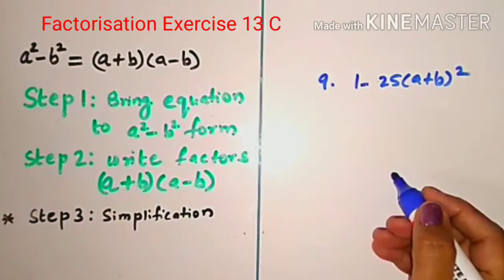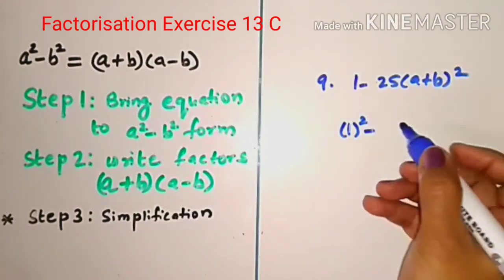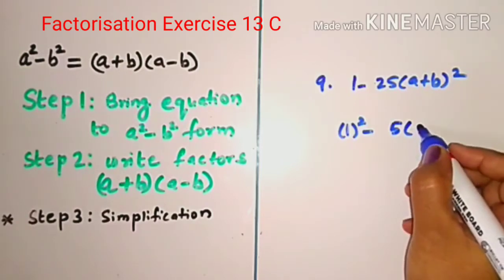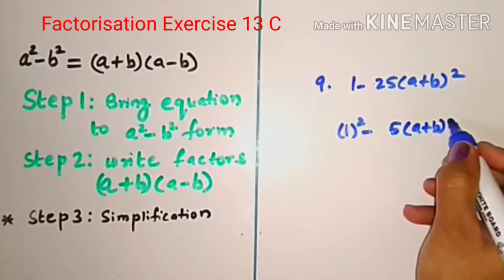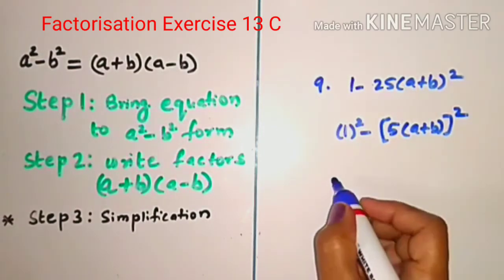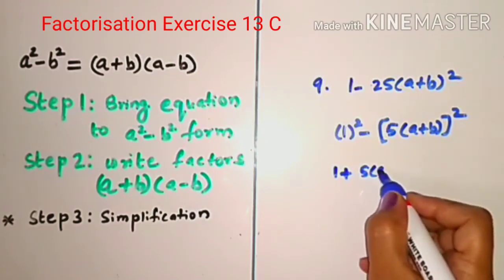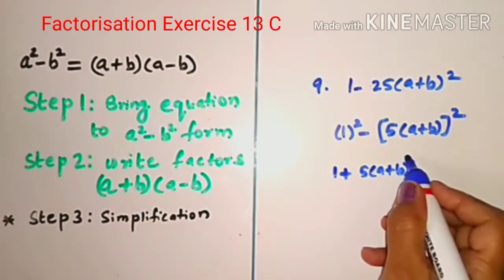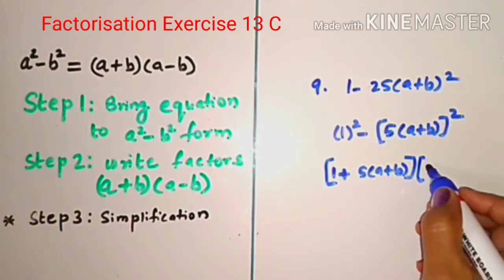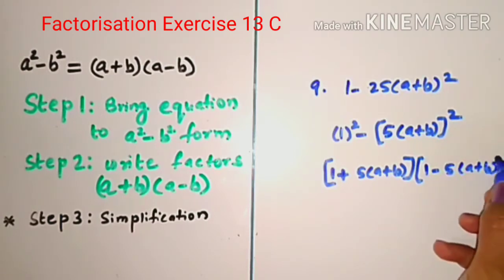9th sum. 1 can be written as 1 square, and this 25 we will make it (5a plus b) whole raised to square. Now we will write factors. 1 plus (5a plus b), this is our one factor, and second one is 1 minus (5a plus b).